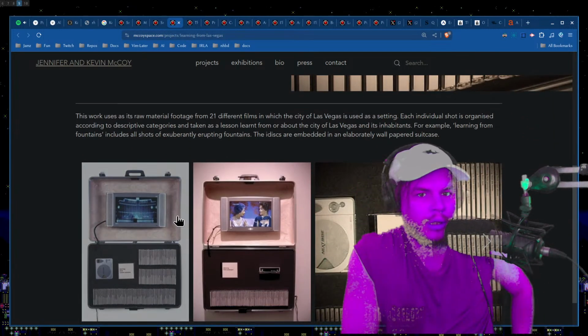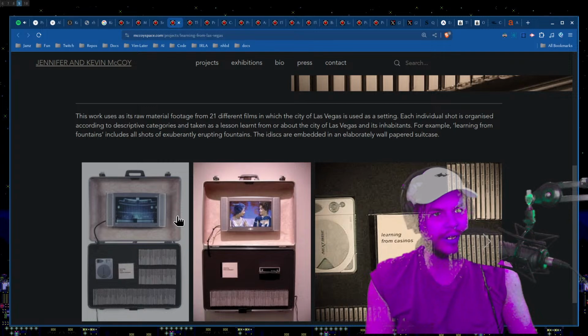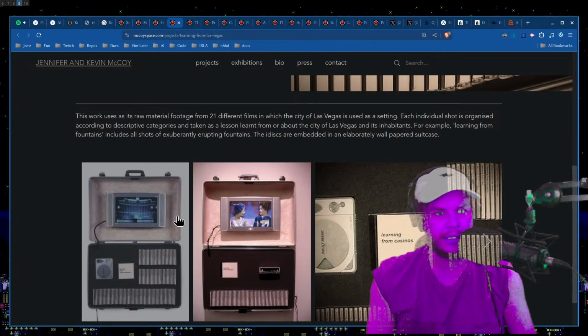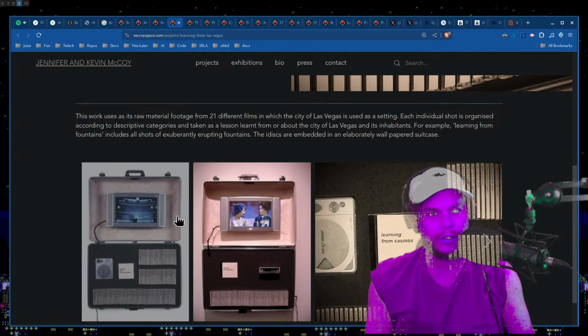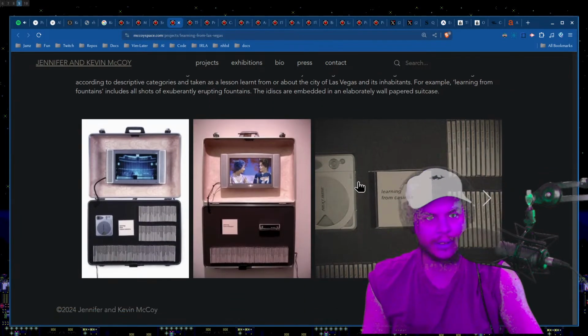The work uses as raw material 21 different films in which the city of Las Vegas is the setting. Each film is organized according to descriptive categories and taken as a lesson learned from or about the city of Las Vegas and its inhabitants. For example, learning from fountains includes all shots of exuberantly erupting fountains. The ideas are embedded in elaborately well-papered suitcase.